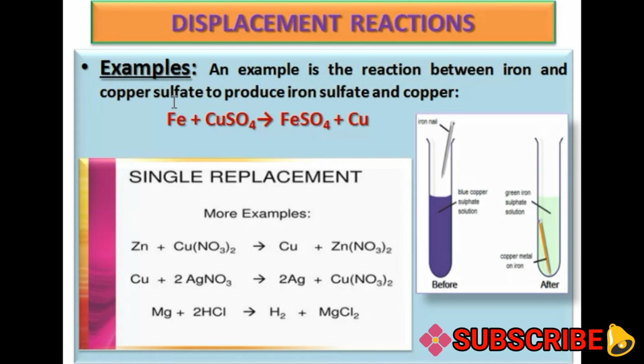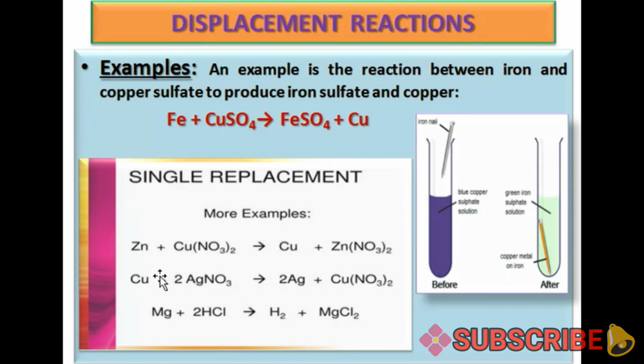Now, the examples are there. Iron reacts with copper sulfate and forms ferrous sulfate and copper. That means iron is more reactive than copper, and it displaces the copper from the copper sulfate compound. Here in this picture you can easily understand what I mean.